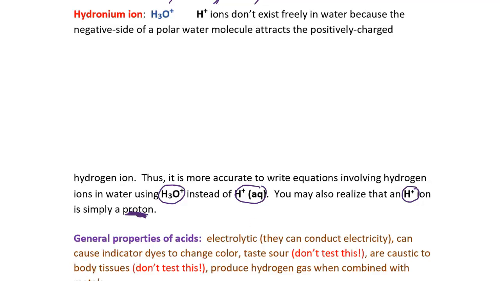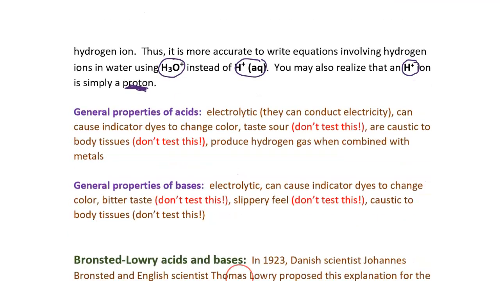Next, let's look at some general properties of acids. Acids are electrolytic. That means they can conduct electricity. This is a word that we had in our earlier chapter this year. Acids cause indicator dyes to change color. Acids taste sour. Now, some acids you wouldn't want to test that with because the acid could be so dangerous to you that if you ingested it, it would be very dangerous. But some acids that are edible, if you were to taste them, would taste sour.